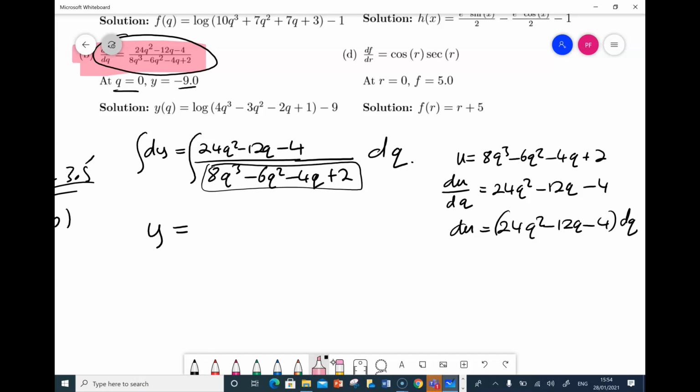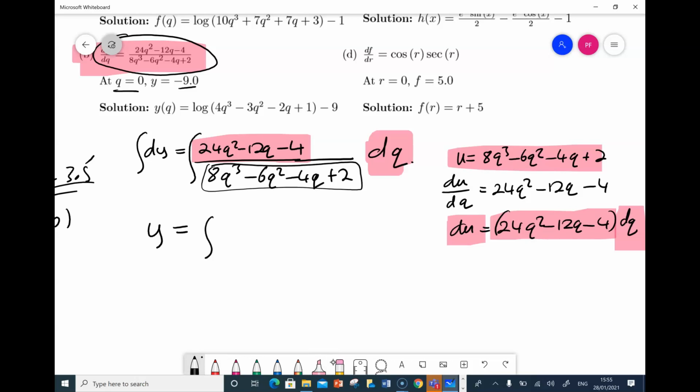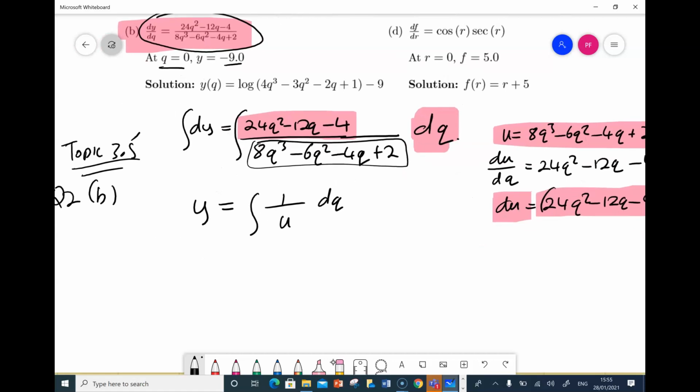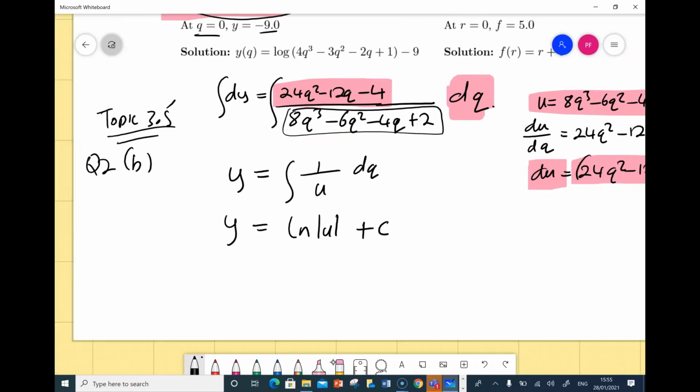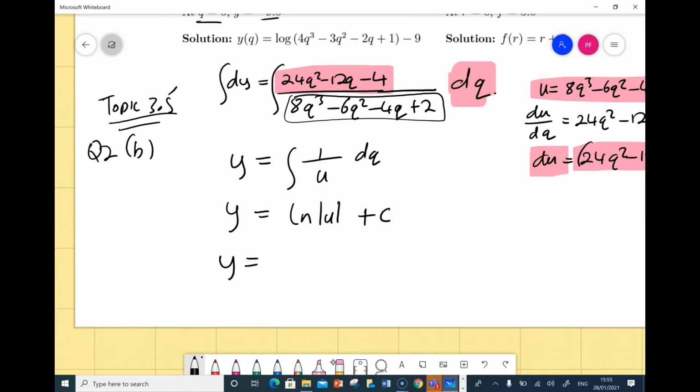I'll notice that all of this is on the top line, and so is my dq. It's right here. So I can swap all of those out for du. And of course my bottom line can be swapped out for u. So it's the integral of 1 over u du. Right. The integral of 1 over u is the natural log of the absolute value of u plus c. Nearly there. So now we put in, what is u?